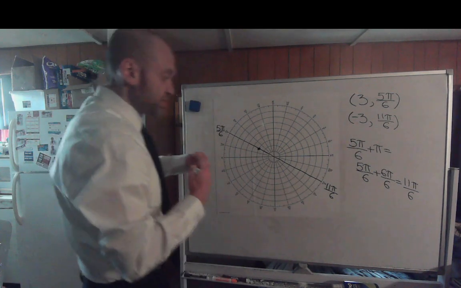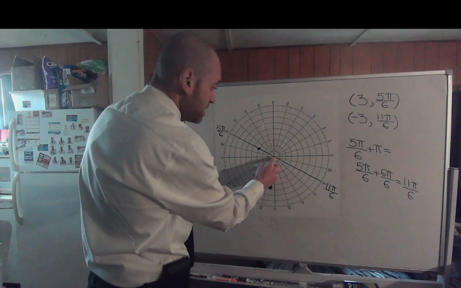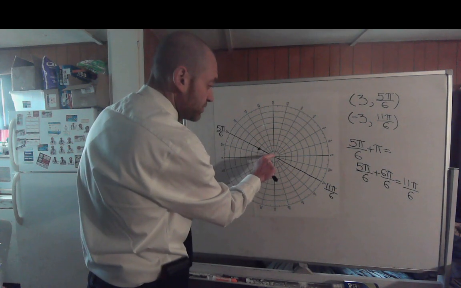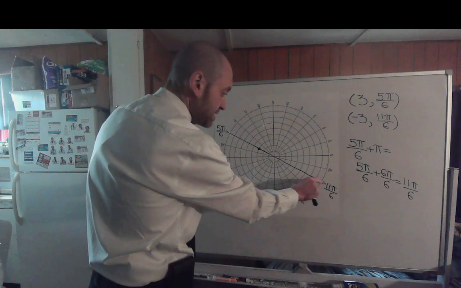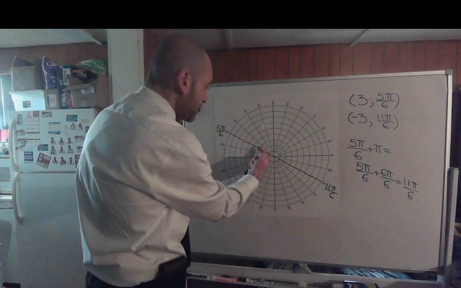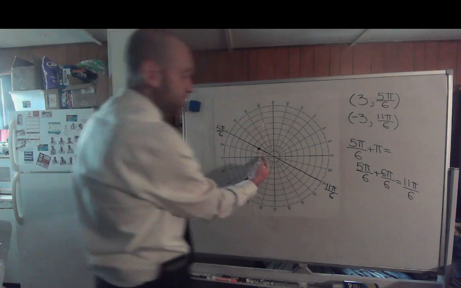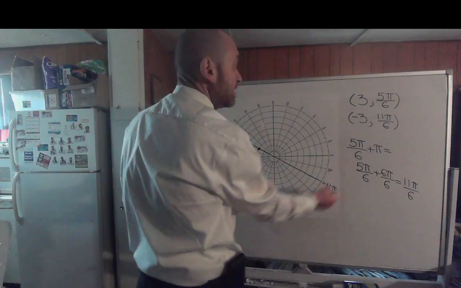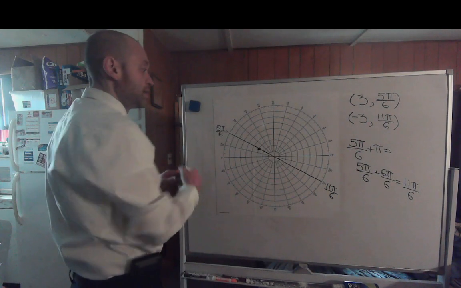So you always start at the origin. Now, 11 pi over 6, this would be going in the positive direction. Going in the negative direction is actually going back onto 5 pi over 6. So this would be negative 3, 11 pi over 6.